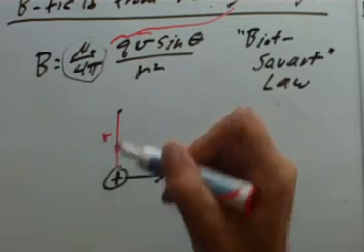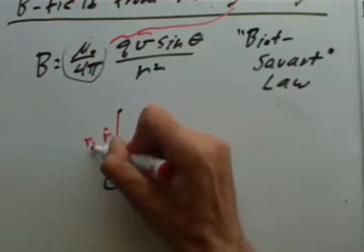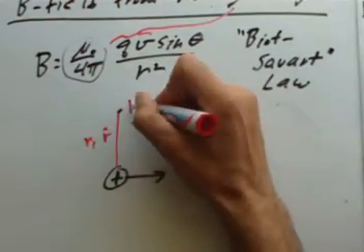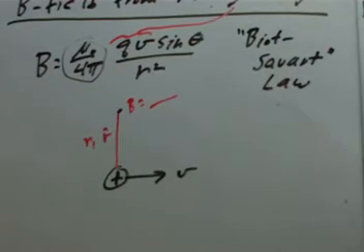So here's the r hat. That's the line that connects the charge and the observation point. Excuse me, there's the v right there, and you're curious about the B field right here. If we look very carefully at a case like this, you can see that the angle between the velocity vector and the observation point there is 90 degrees.